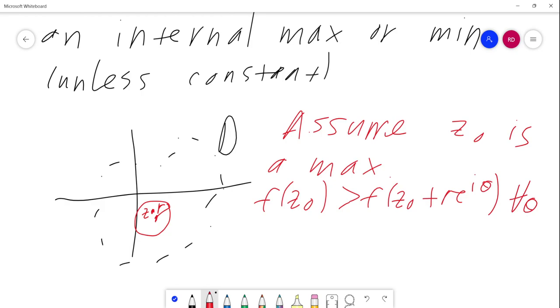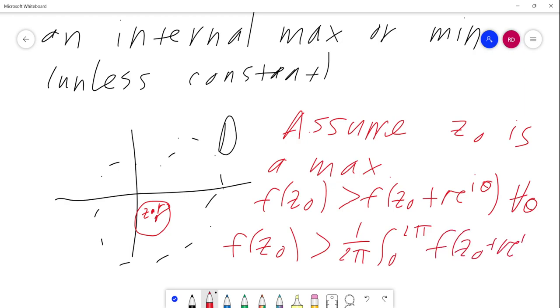But then you take the integrals of both sides. f of z-naught, integrated with respect to theta, would be greater than 1 over 2 pi integral from 0 to 2 pi of f of z-naught plus r e to the i theta, d theta. So we integrate along the boundary and we divide by 2 pi on both sides. The left side is a constant, so it'll just come out to itself. And that means it's greater than that integral, which contradicts the mean value principle that we spent so much time talking about. So that's wrong.